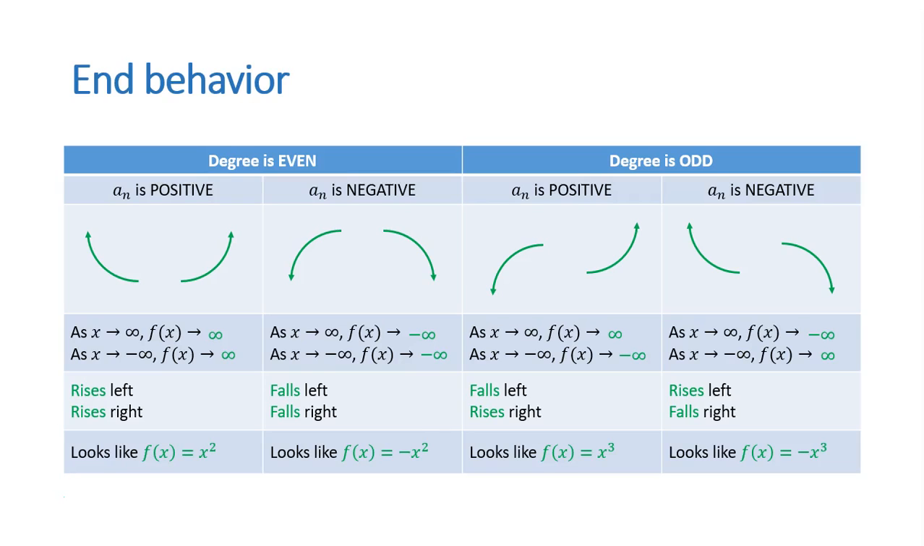So anytime the degree is even, the arrows are going to be pointing in the same direction, and then the leading coefficient tells you whether or not they're going to be pointing upward or if they're going to be pointing downward. Now what happens if the degree is odd?